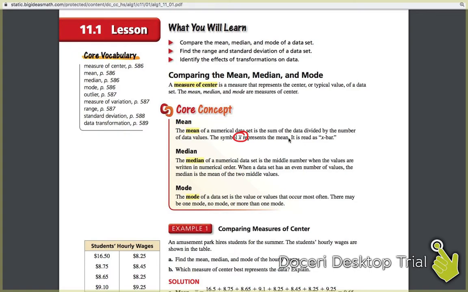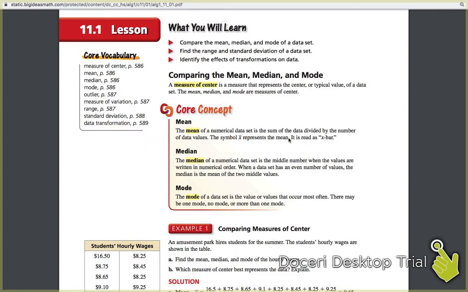To find the mean, you got to add up all of them and divide by however many there are. So if our data set is 4, 6, 10, and 14, then we're going to add those up. That's 34. And then we would divide by 4. So we would end up with 8.5 for our mean on that one, right? So add them all up, divide by however many there are, and that's the mean of the data set.